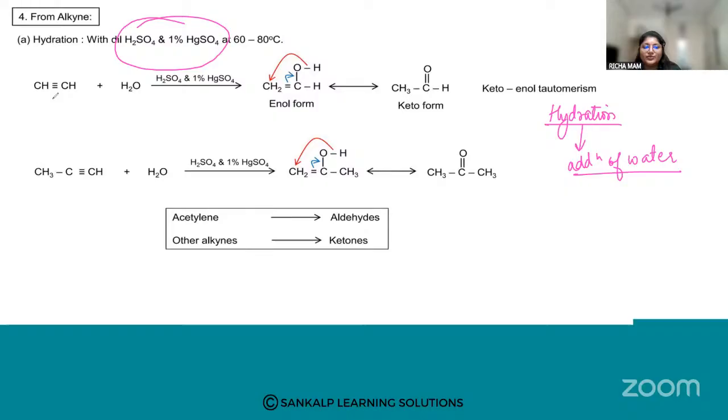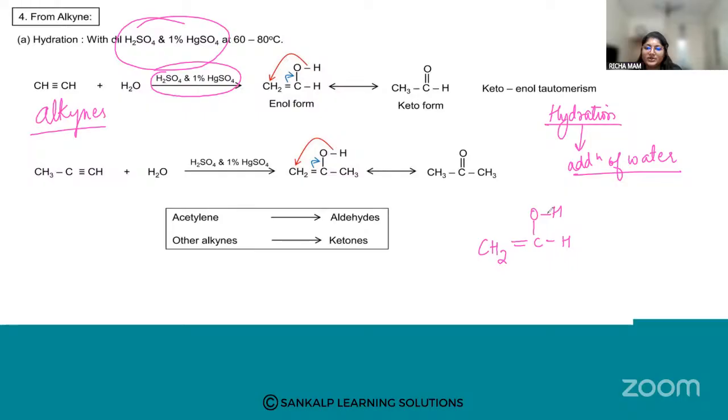Okay, so they have taken an alkyne. An alkyne is a triple bonded compound. So you have taken acetylene. They are going to react it with water in the presence of dilute H2SO4 and 1% HgSO4. What am I going to get? I am going to get an enol, keto form. Keto-enol tautomerization. So I am going to get CH2 double bond CH, and here I am going to get OH.